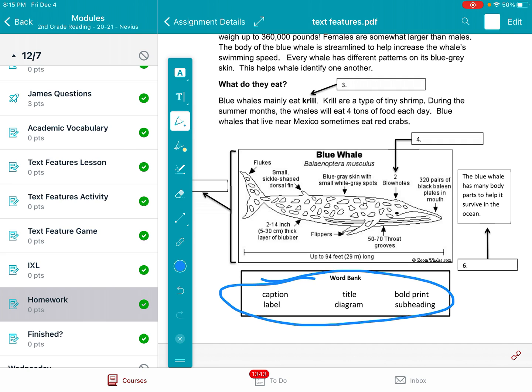Down here, they say subheading. We just call it a heading, okay? So don't worry about that. And same with bold print. We call that bold words. So don't panic over those little things, all right? Same thing, just a slightly different name. So that will be your homework tonight, okay?